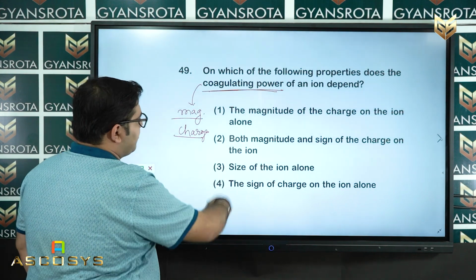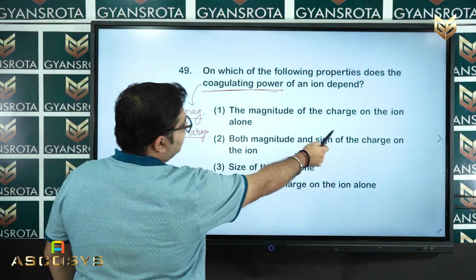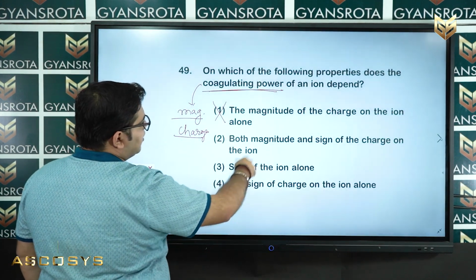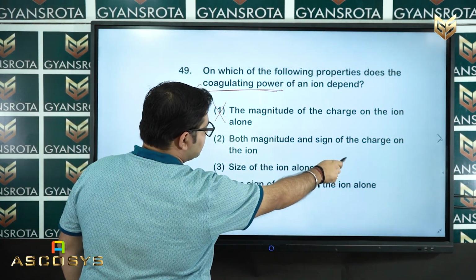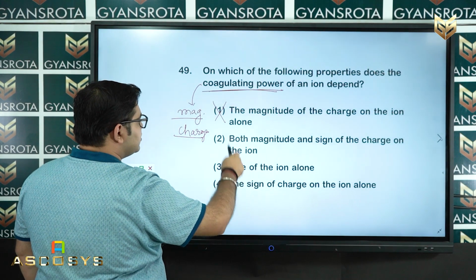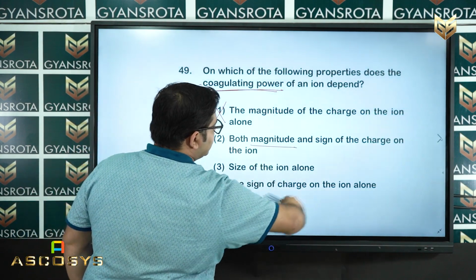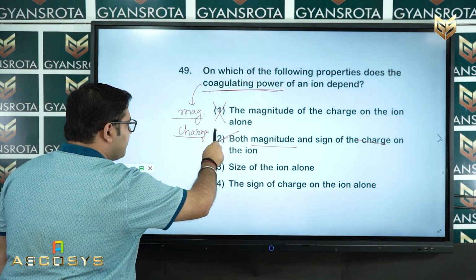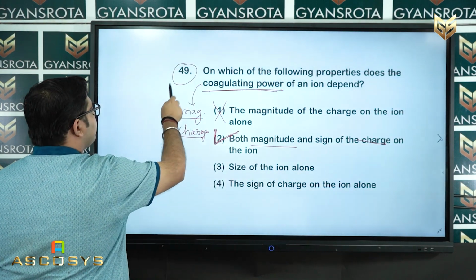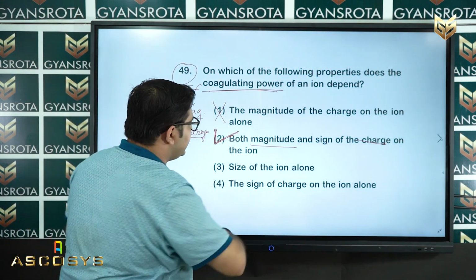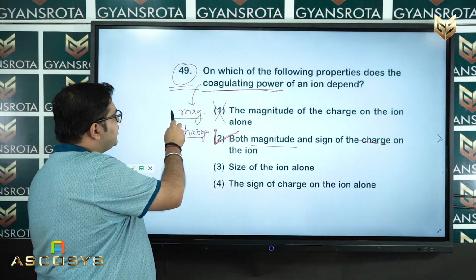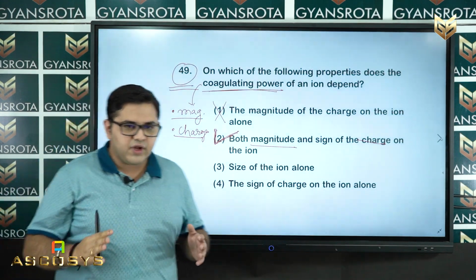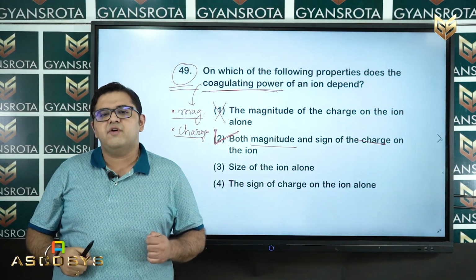So, if you see the options, option number 1, the magnitude of the charge on the ion alone. So, this is not your correct answer. Both magnitude and size of the charge on the ion. So, see here, magnitude is also mentioned and charge is also mentioned. So, this is the correct option of question number 49. See, it is very easy, only two things we have to remember, one is magnitude, another one is charge. Next, we are moving to another question, that is question number 50.